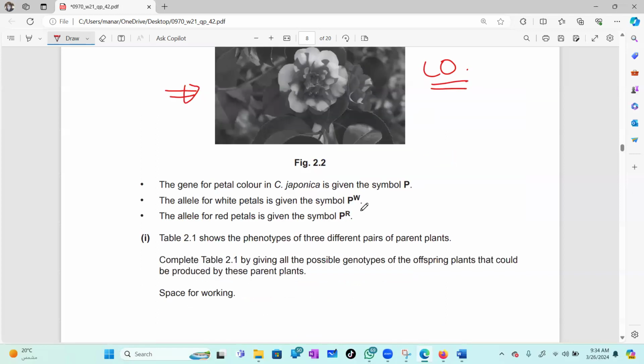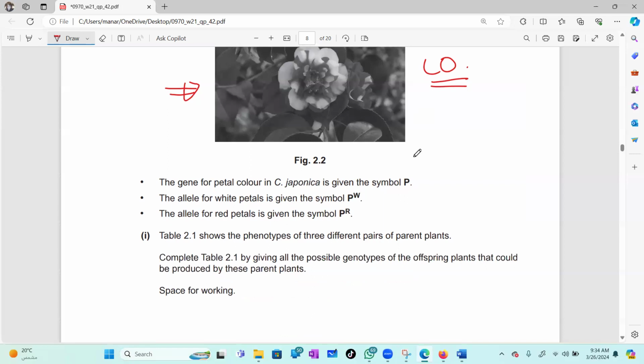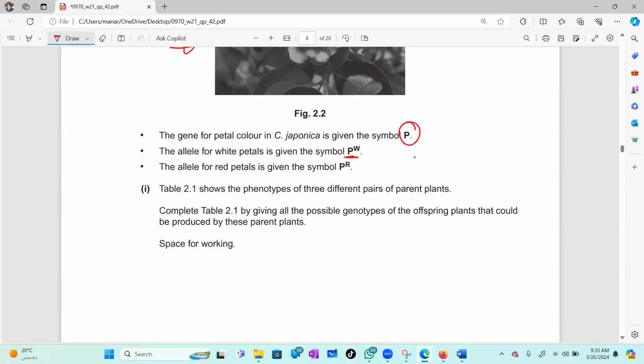Okay? Now the gene for the petal color in this plant is given as the symbol P. So P is the gene. And the allele for the white is P with a capital W. And the allele for the red is given with a P and a capital R. Table 2.1 shows the phenotypes of 3 different pairs of parents. Complete table 2.1 by giving all the possible genotypes of the offspring plants that could be produced by these parent plants. So when they give you an allele that is a capital letter, is this allele dominant or recessive? Capital letter. Dominant, of course.